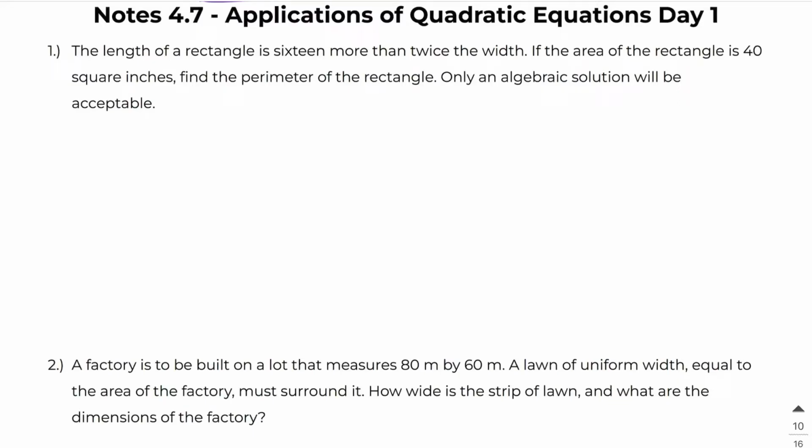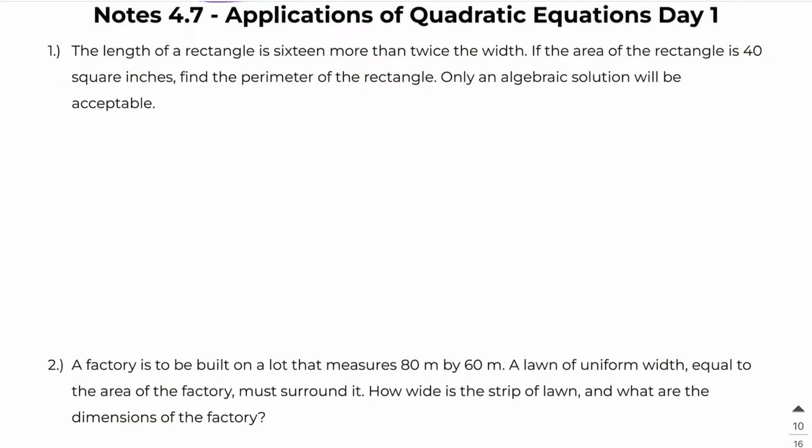Hi people, notes 4.7 are on applications of quadratic equations, and this is the first day of this topic. Like we've always done with word problems, we're going to underline or highlight our key information, write our let statements, and set up our equations. So let's go ahead and look at number one.